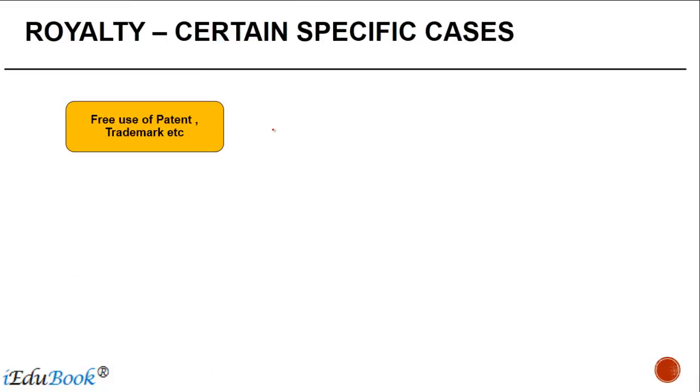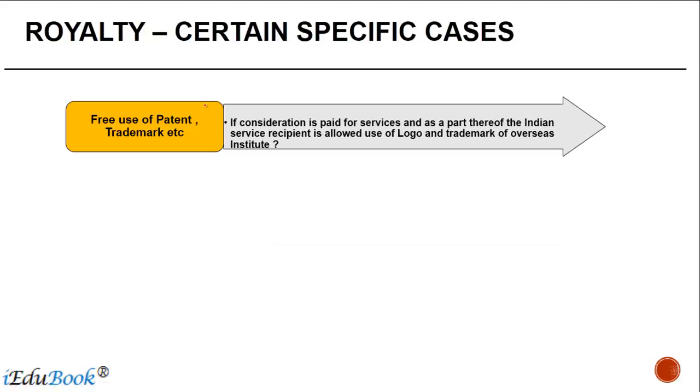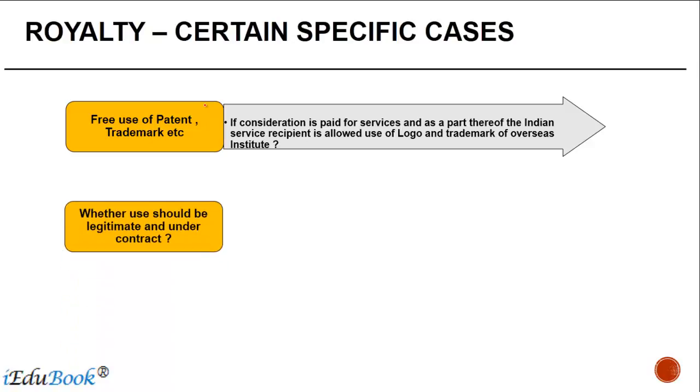So let's look at some specific examples. If you allow a free use of patent, trademark, etc., would that amount to royalty? The answer to that is that if the consideration is paid for services and as a part thereof, the Indian service recipient is allowed the use of logo and trademark of an overseas institute, you're not making any specific payment for that. There are contrary decisions. In one, they've held that it will amount to royalty, and in the other, they've said it will not amount to royalty.